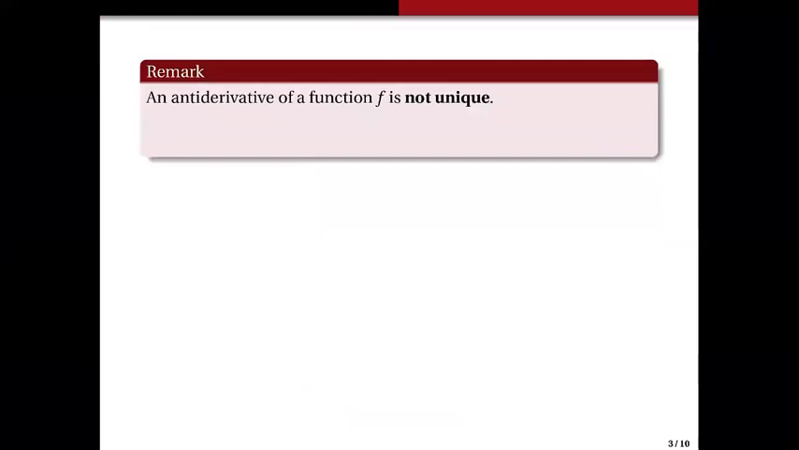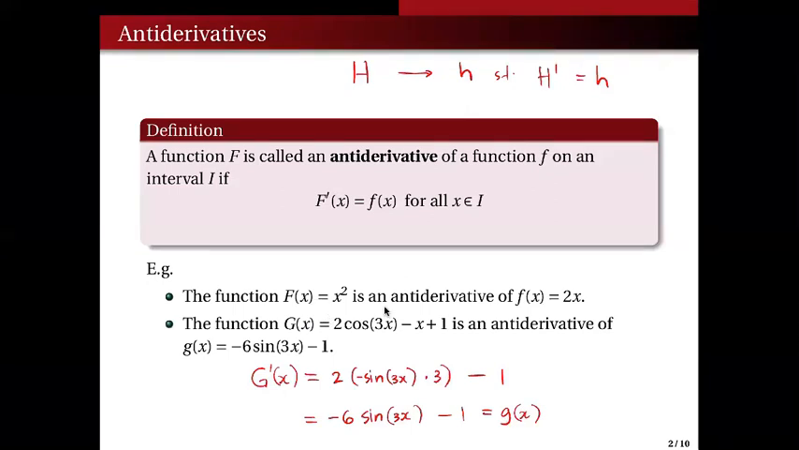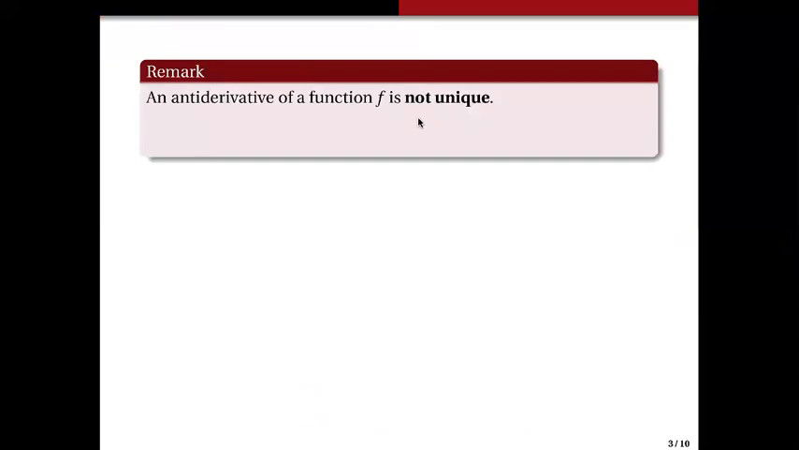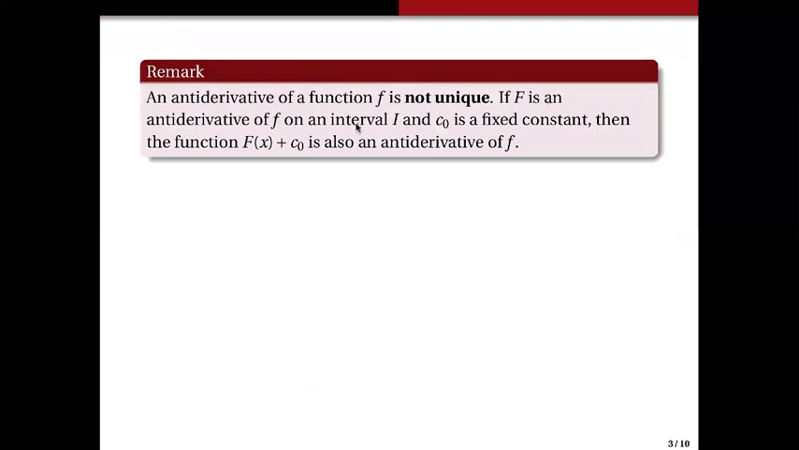So it's a plain definition. Now, an antiderivative of a function small f is not unique. As you can see, I use the word "an" here to mean that there are other possible antiderivatives. In fact, there will be infinitely many of them. If capital F is an antiderivative of small f on an interval I, and c sub 0 is a fixed constant, then this other function, capital F of x plus c sub 0, will also be an antiderivative of small f.